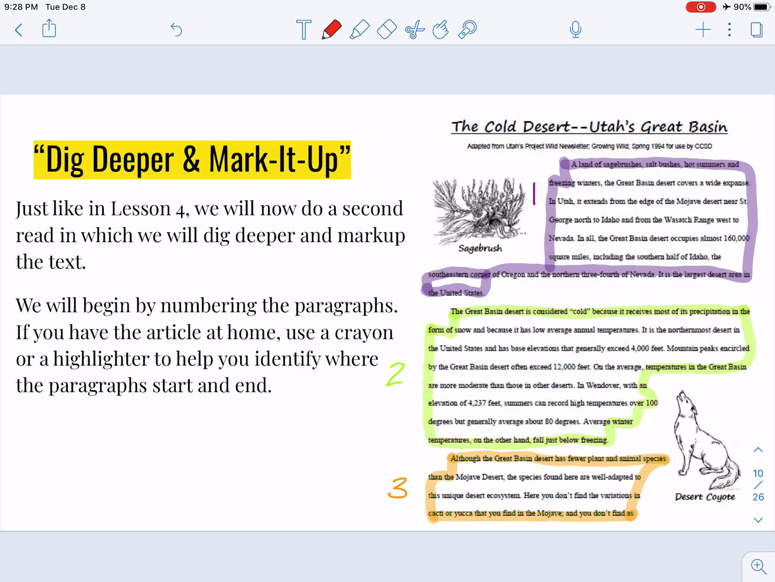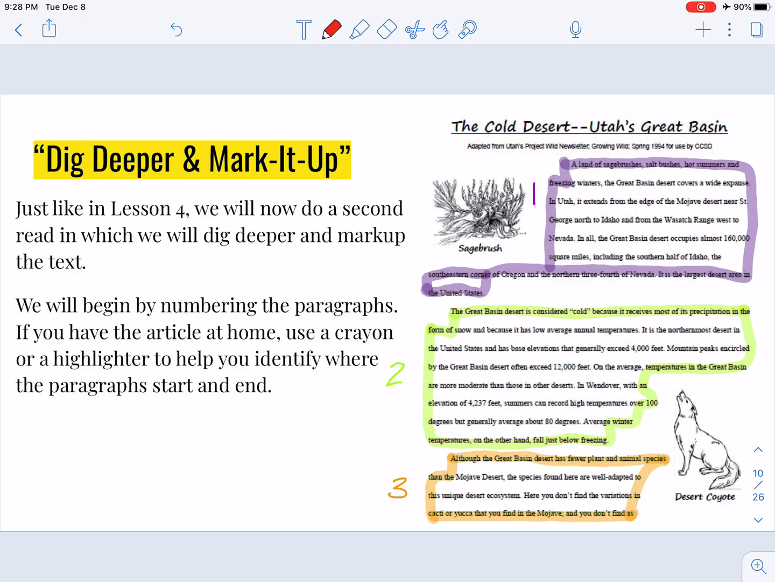Now, just like we did in lesson 4 with the Mojave, we are going to do a second read in which we're going to dig deeper and mark up the text. Now, I've already started numbering the paragraphs. If you have this article at home, go ahead and grab a crayon or a highlighter to help you identify where the paragraphs start and end.